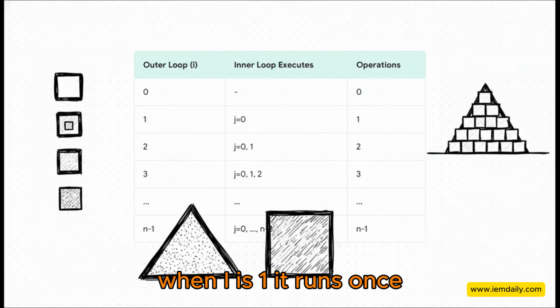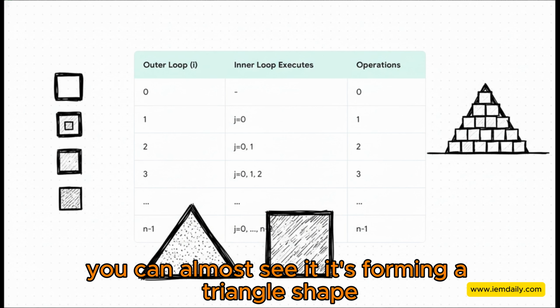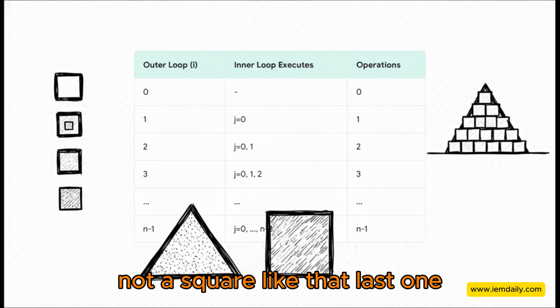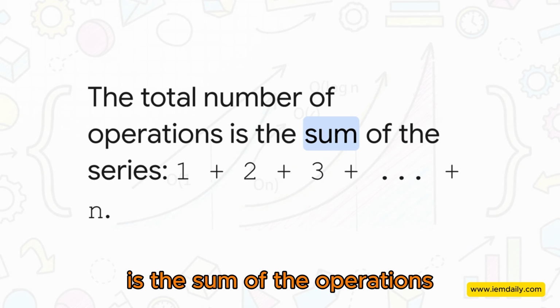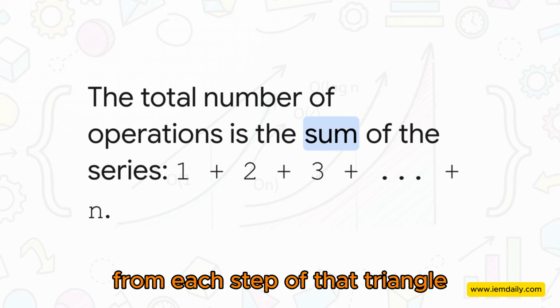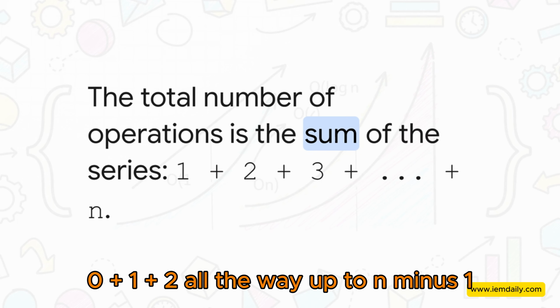When i is 1, it runs once. When i is 2, it runs twice. You can almost see it. It's forming a triangle shape, not a square like that last one. So the total amount of work our code is doing here is the sum of the operations from each step of that triangle: 0 plus 1 plus 2, all the way up to n minus 1.